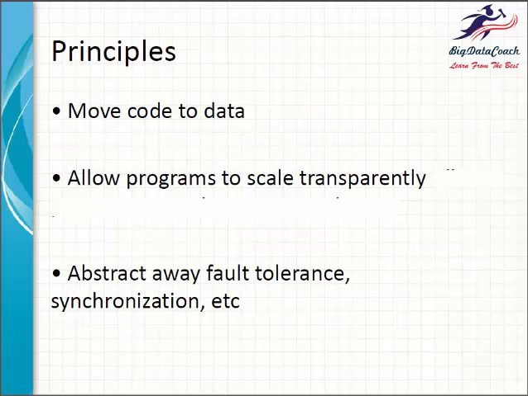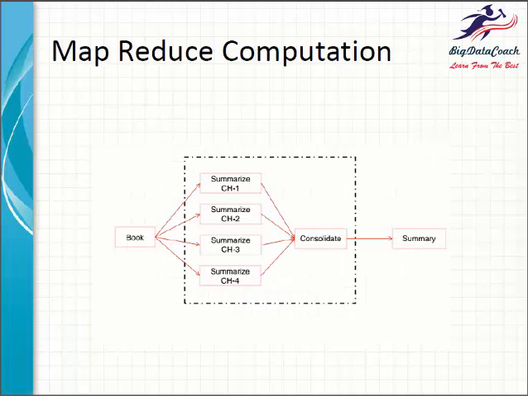Instead of moving large amounts of data around, it is far more efficient, if possible, to move the code to the data. This is one of the principles on which MapReduce is based. MapReduce also allows programs to scale transparently. The complex task of managing storage in such a processing environment is typically handled by a distributed file system that sits underneath MapReduce. Now look at how the computation of MapReduce works.